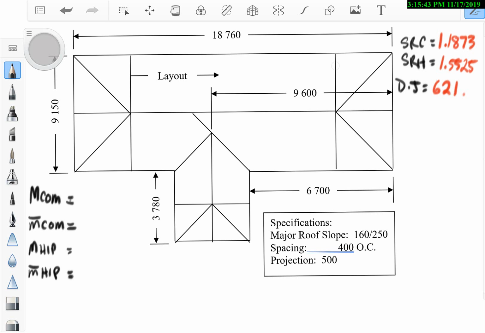Slope ratio common, 1.1873. The slope ratio hip up top here is, of course, the hypotenuse of the unit rise of 160, the unit run hip of 353.6. That hypotenuse divided by the common unit of run 250 gives me a slope ratio hip of 1.5525. If you have any questions about slope ratio and difference in jacks, just go back to the slope ratio video.